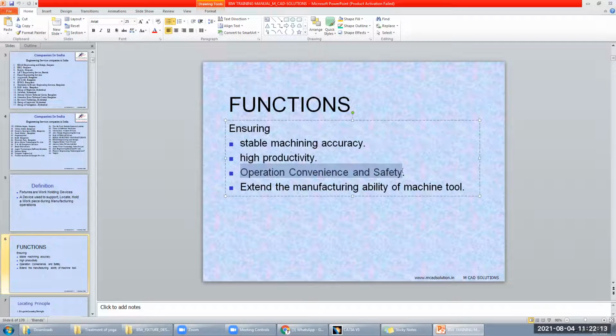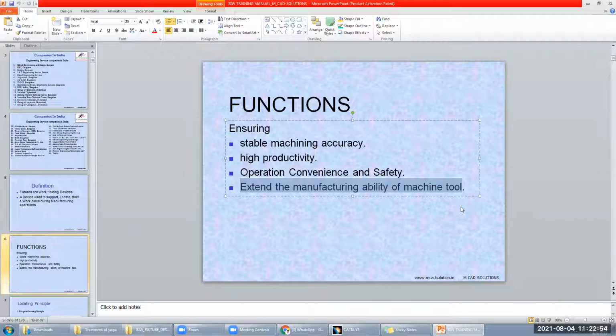Then operation convenience and safety. Simple example again, drilling. If you are not holding the workpiece, then it can rotate with the drill. If it is vibrating, the tool or workpiece may break and it will be a safety issue for the operator. So for that we fix the part by using a fixture, and it also extends the manufacturing ability of the machine tool. As discussed, if the part is vibrating, the drill can break or wear out quickly. If it is fixed, then tool life will be increased. That is the main reason why we use the fixture.